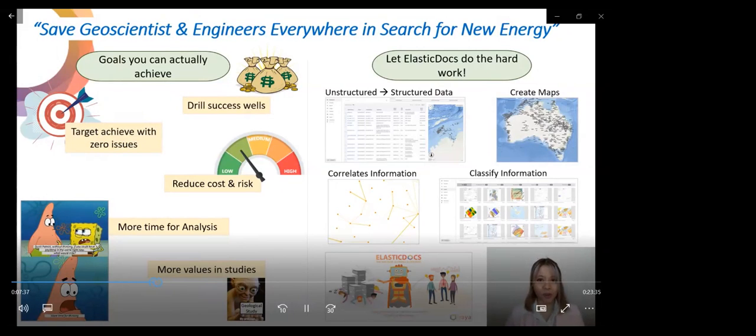Let ElasticDocs transform all your unstructured data to structured data. Let ElasticDocs create maps, correlate information, and classify information for you. Let our hero save you from being stuck underneath those piles of data to a clear space and mind which enables you to focus on what matters more. Less searching, more thinking. This is how we work smart.